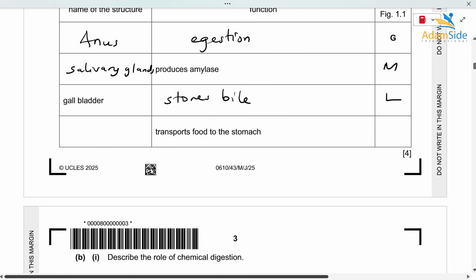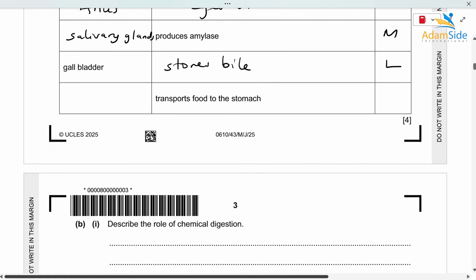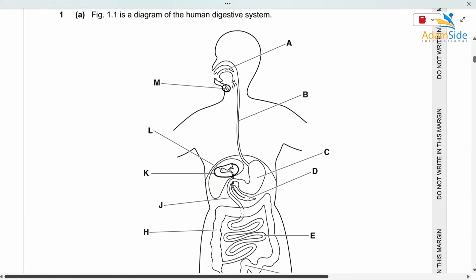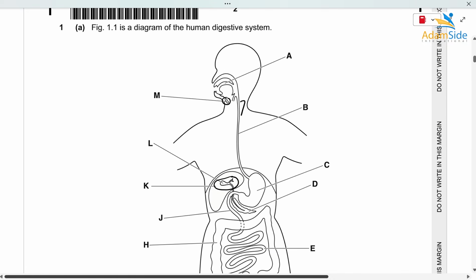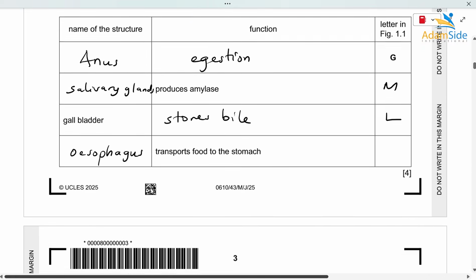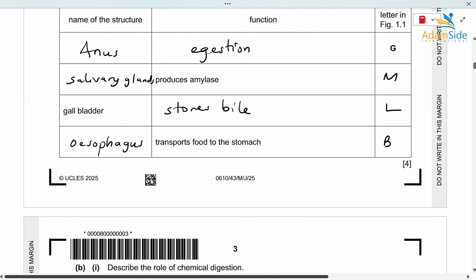And then transports food to the stomach. Okay, the part that usually transports food to the stomach is usually known as the esophagus. So we'll label here esophagus and we'll find the letter. Alright, the letter for esophagus is this long tube over here, which is labeled B. So we'll write here B.